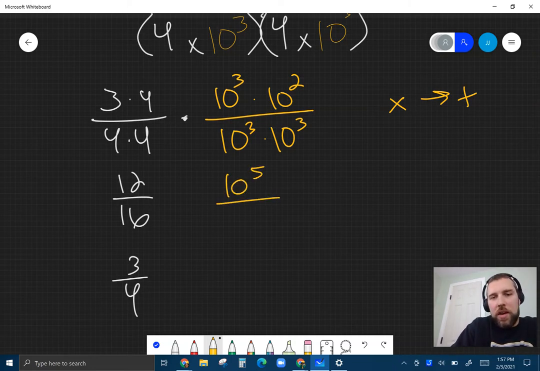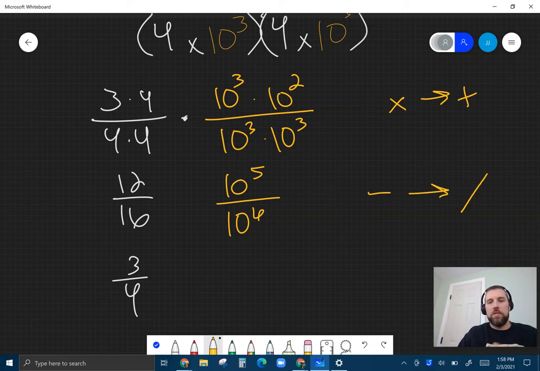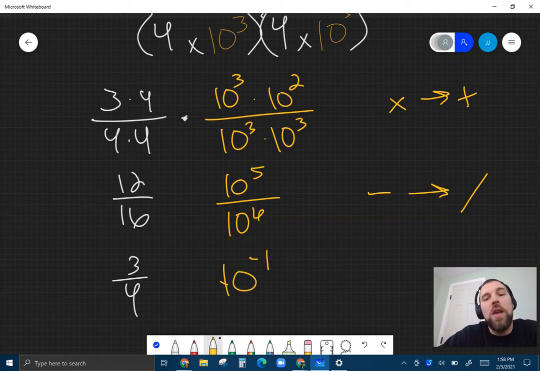All right, same thing down here. 10 to the third times 10 to the third would be 10 to the 3 plus 3, or 10 to the sixth. And now anytime you're going to subtract, you're going to divide. So you're going to multiply, add them up. If you're going to divide, you subtract. And if you're a kinesthetic type learner, that helps me. Don't judge. All right, so we're going to subtract. So times 10 to the 5 minus 6 is actually -1. So 10 to the -1.